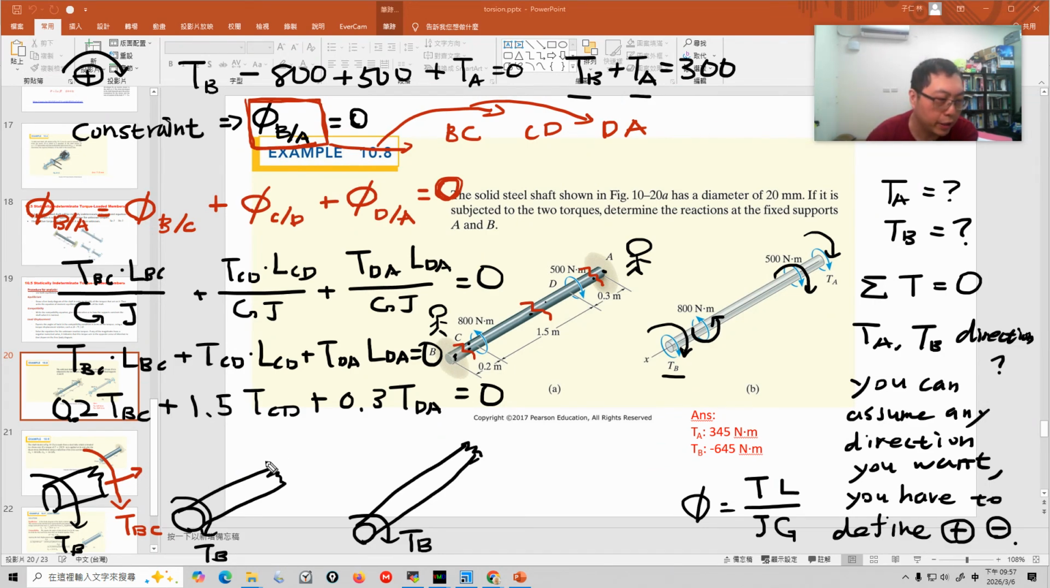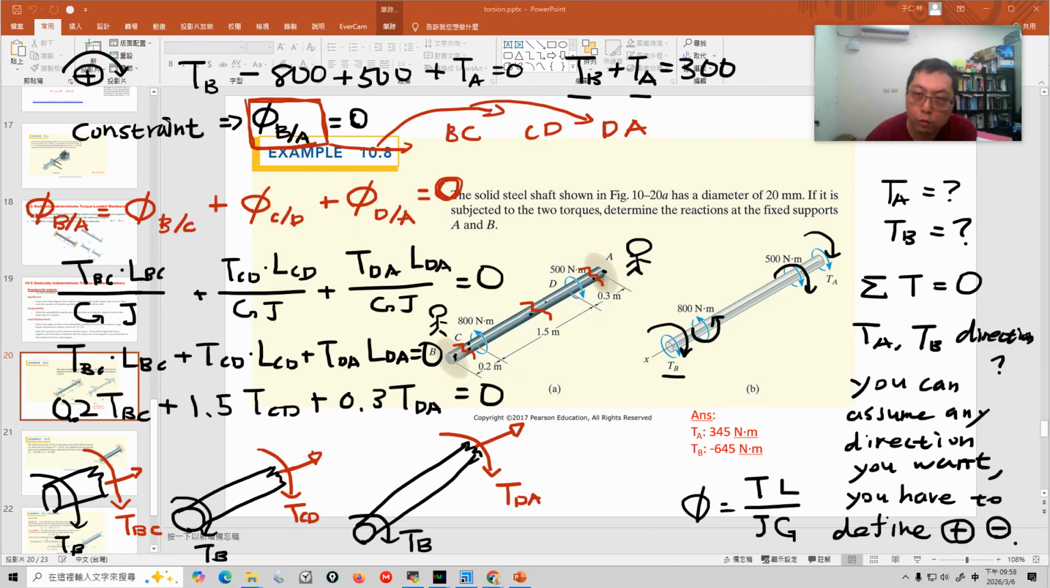Here we have TCD. It rotates in this direction, using your right hand rule. It points outward to the surface. That means positive. And here is TDA. It rotates in this way, so it's also positive. So use the right hand rule.